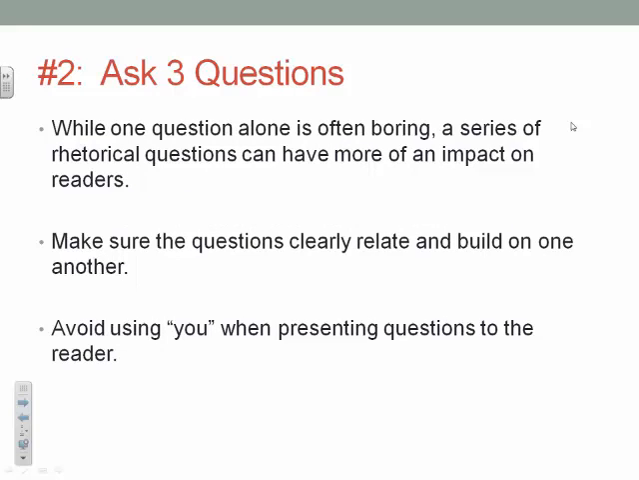Okay, technique 2. You can ask 3 questions. So while 1 question alone is usually pretty boring and overdone, 3 questions are more effective and create more of an impact. Make sure the questions clearly relate and build on one another. They can't just be like random questions about the topic that pop in your head. And also make sure to avoid using the word "you" when you're presenting questions to the reader.